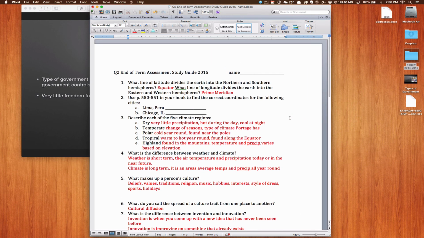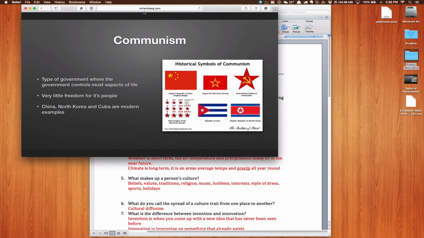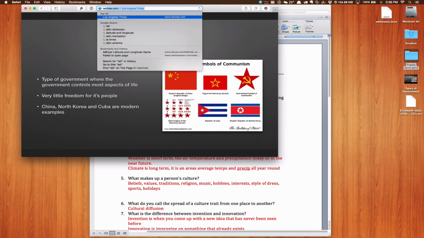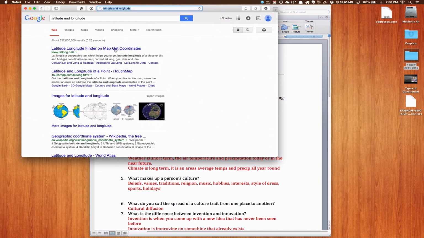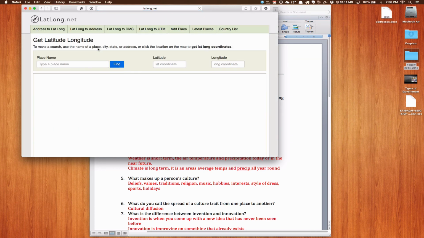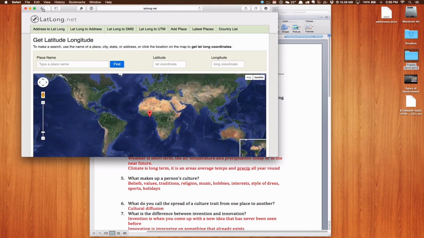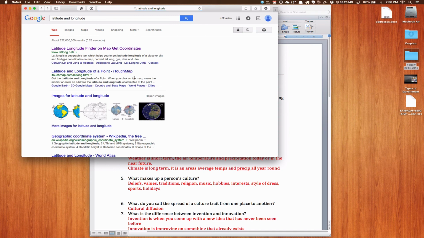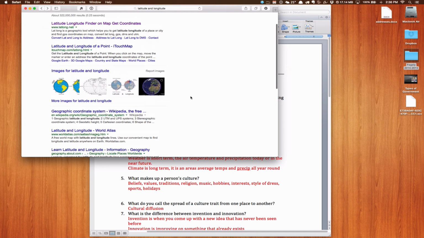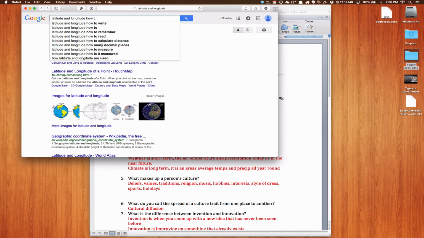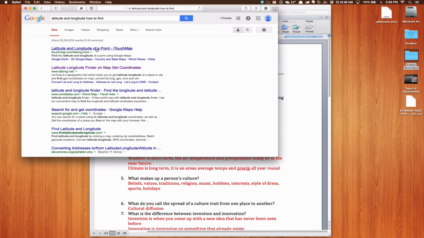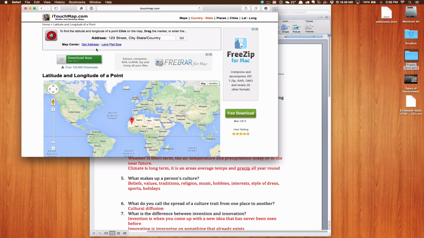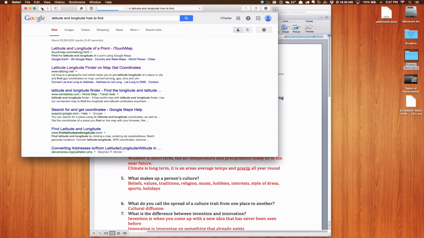Trying to see if I can come up with latitude and longitude. I'm trying to see if we can find a quick example of that. Nope, that's getting latitude and longitude. I probably should be more direct. How to find. Still not quite what I want.